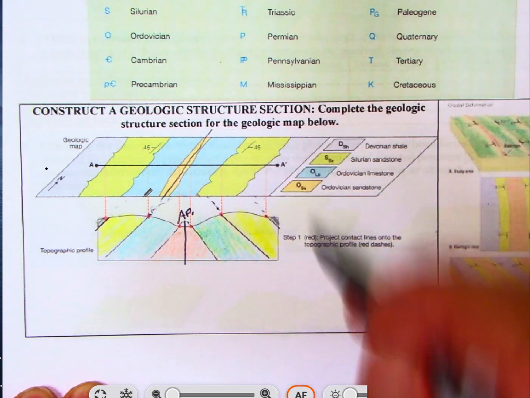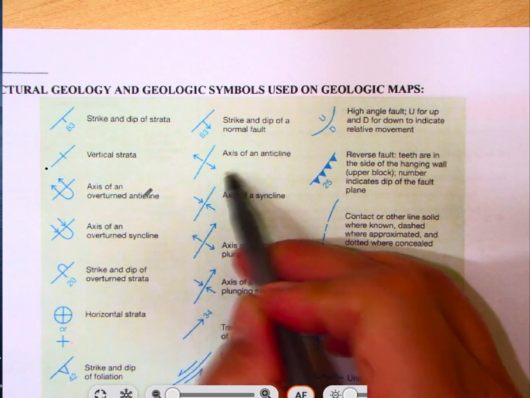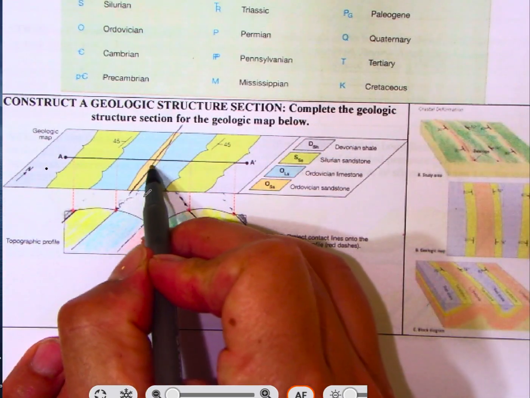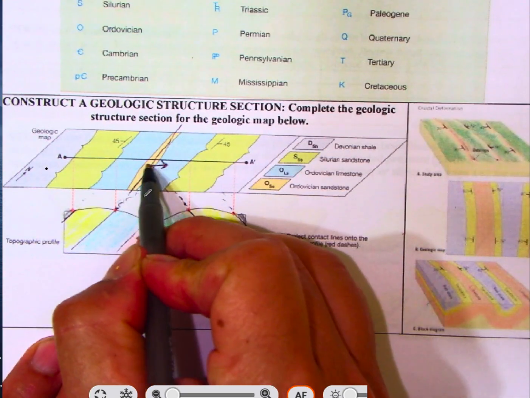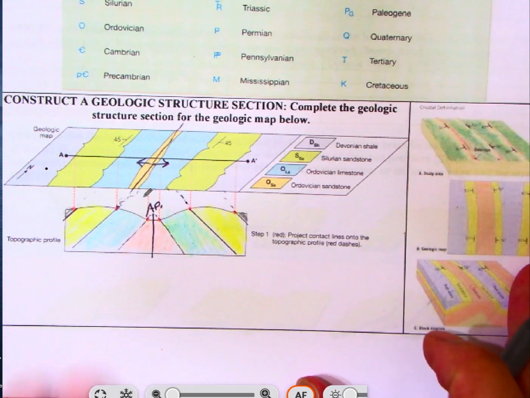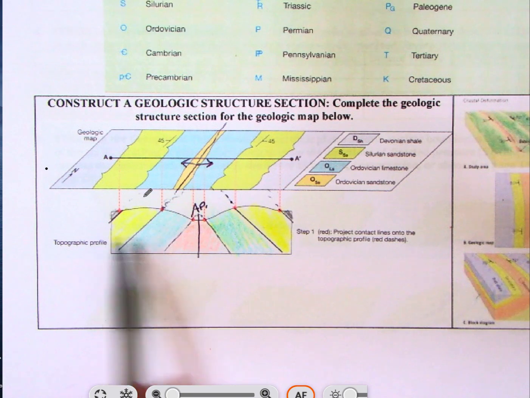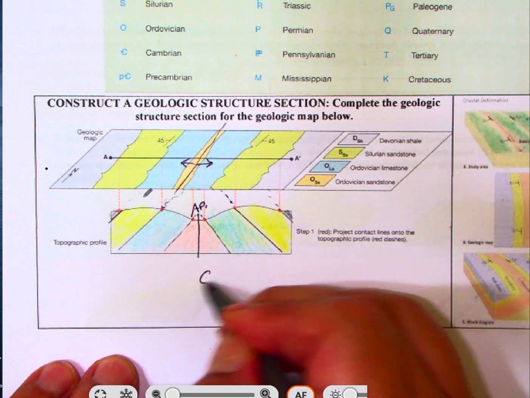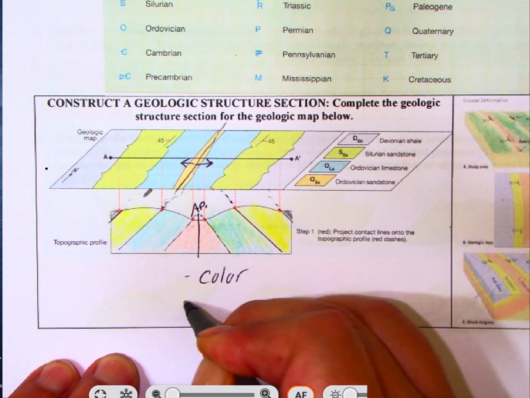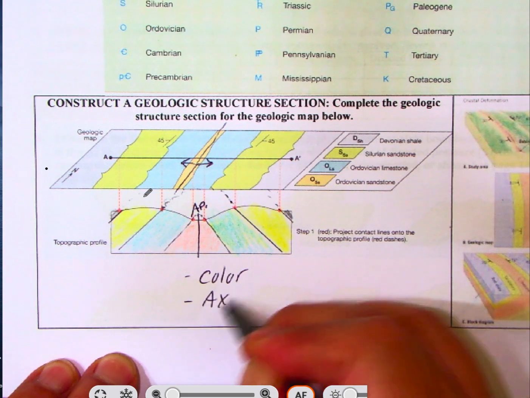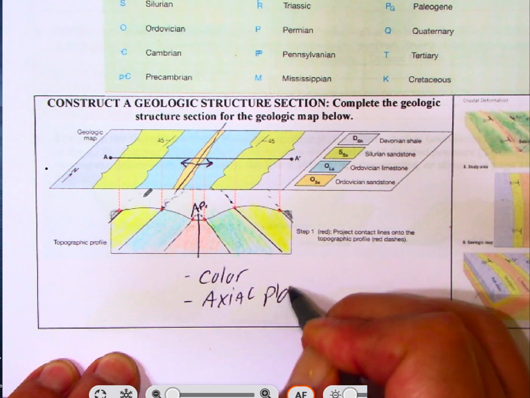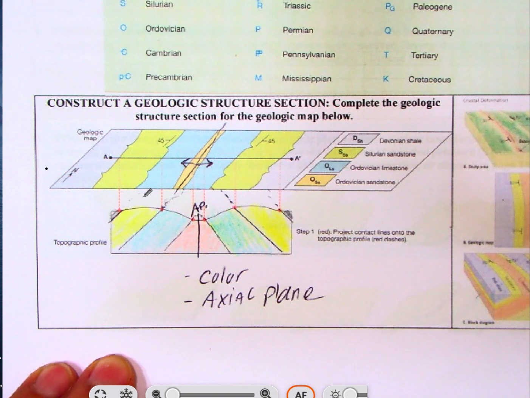Since it is an anticline, we would use the symbol for an anticline, this one here, and we would show the two arrows pointing away. So what I want to see on your sheet is this structure, an anticline. Color it, right? You want to make sure you color. You want to make sure you show the axial plane, right? And then that'll complete this part of the assignment.